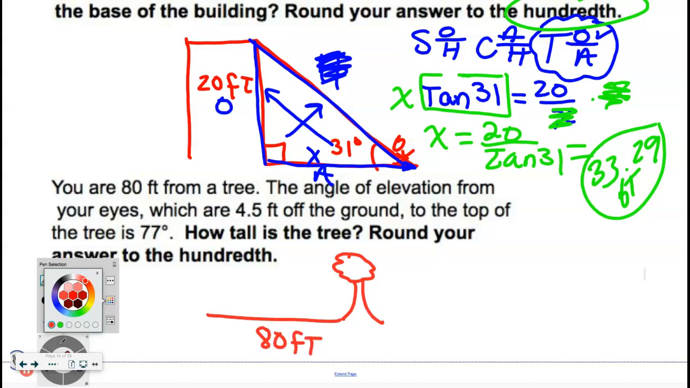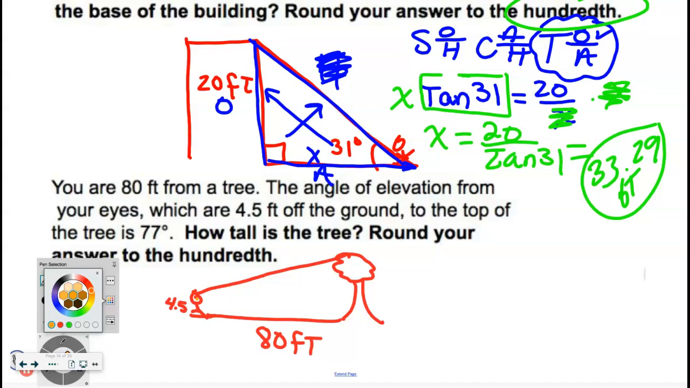The angle of elevation from your eyes, okay? So there's my eyes. Actually, I should put myself on the ground here. Here's my eyes. It says the angle of elevation from your eyes, which are 4.5 feet off the ground. I'm going to put a little 4.5 over there because I'm going to have to do a little problem solving here. To the top of the tree, so let's go like that, is 77. So actually I have to draw my right triangle like this, 77 degrees, because this is how tall I am. My angle starts at my eyes, not at the ground.